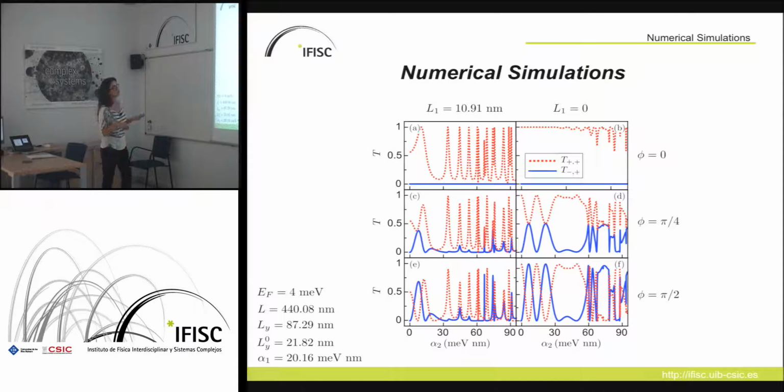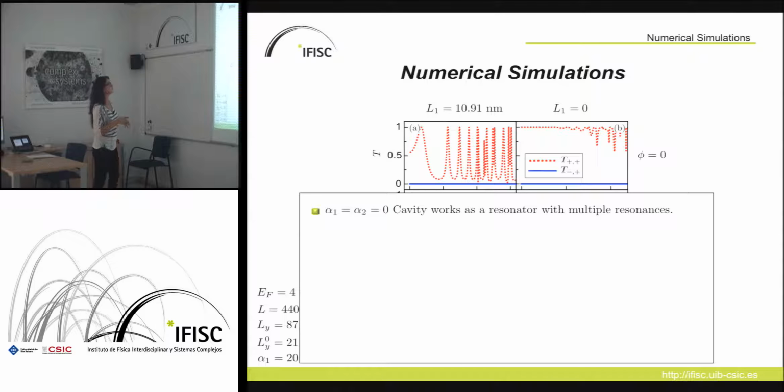When we increase alpha 2, the mixing term starts to play a role, and then, for example, for L1 equal to 0, we obtain these dips, and when we have the two QPCs new resonances appear. This is because, for example, when alpha 1 and alpha 2 are equal to 0, we don't have a spin-orbit interaction in our system. The cavity works as a resonator with multiple resonances.